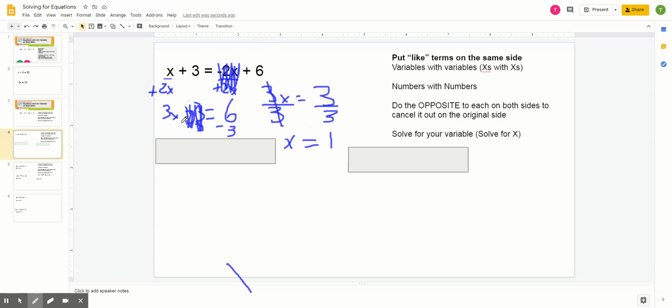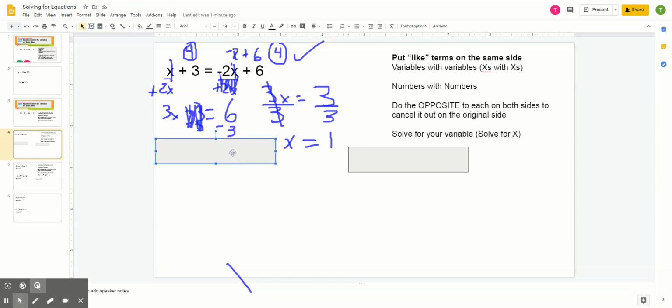I go back, I check my work. All right, I'm going to plug 1 in now for x, and it should match on both sides. So 1 here, 1 here. 1 plus 3 is 4 on the left. On this side, 1 here for x. 1 times negative 2 is negative 2. Negative 2 plus 6. You can also rewrite it. 6 minus 2 is positive 4. I have it correct. All right, one more example before you'll be on your way.